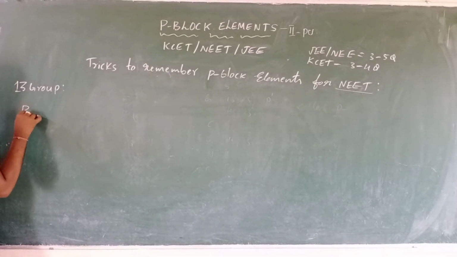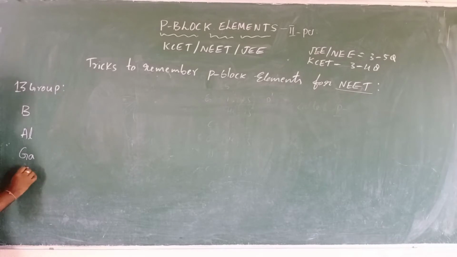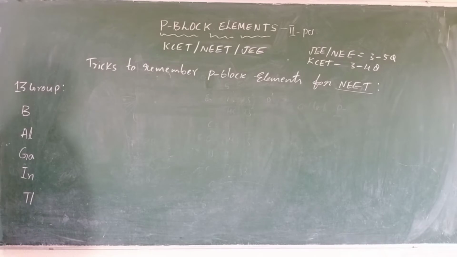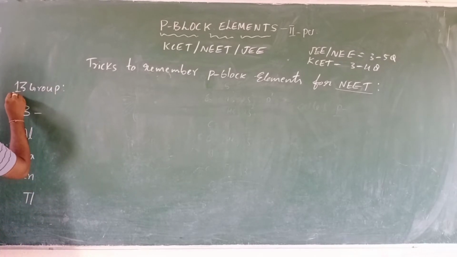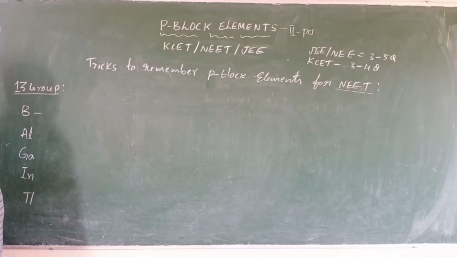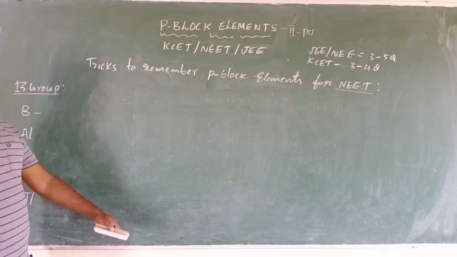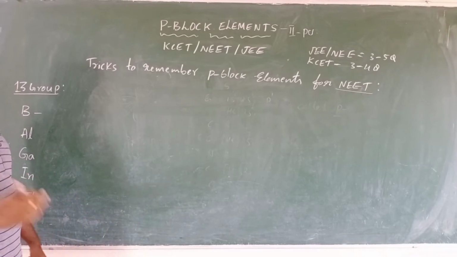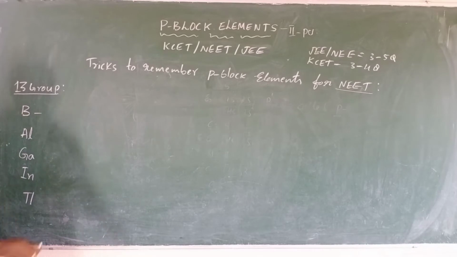In the 13th group it is boron, aluminium, gallium, indium. Next one is thallium. Dear students, see how you can remember this. Many students remember only groups 17 and 18 and skip these elements because it's sometimes very difficult to remember, and you get confused in your examination. Now I will tell you the easy tricks to remember the P block elements.